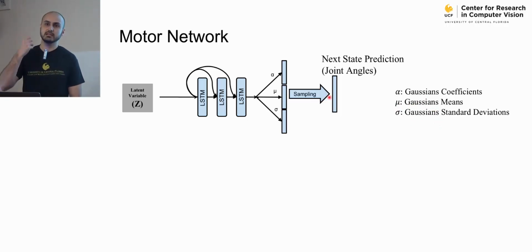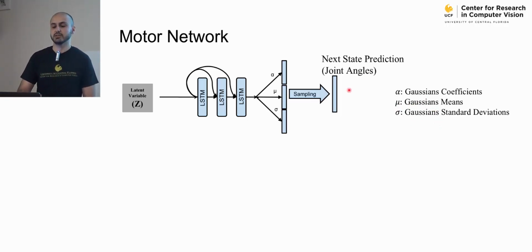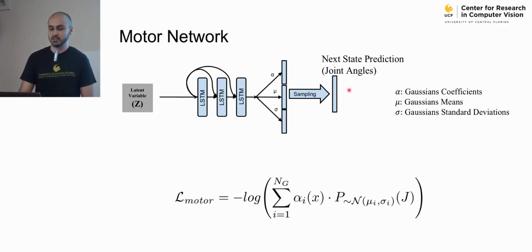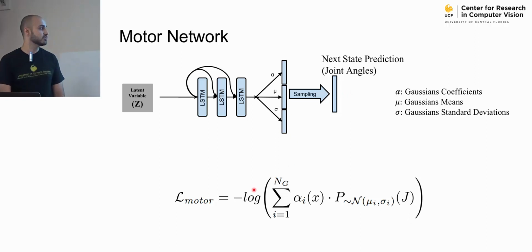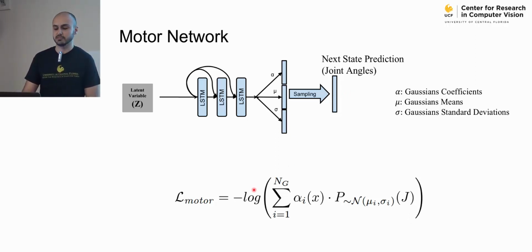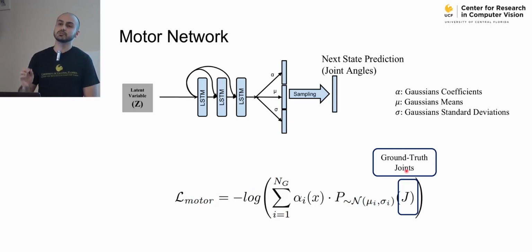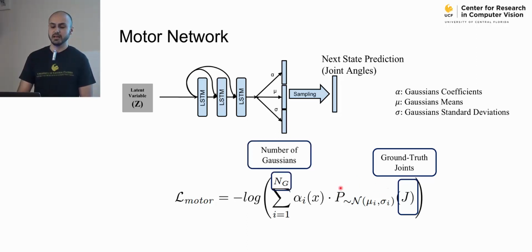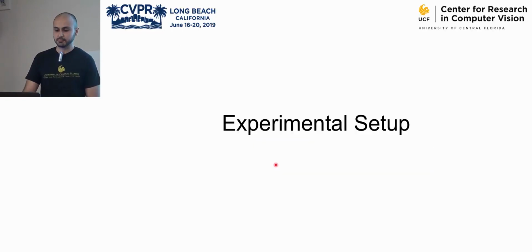And we do a sampling from this mixture of Gaussians, and we call it next state prediction, or the joint angles. So the loss for the motor network is a negative log likelihood as MDN, or mixture density network, which takes a ground truth joint and sees how well it fits in this mixture of Gaussians. And N of G is the number of Gaussians that we use.